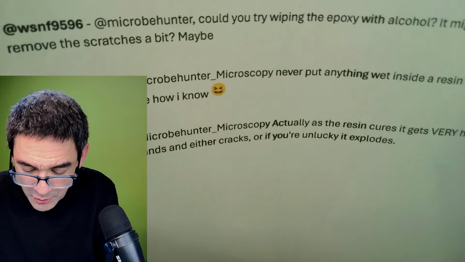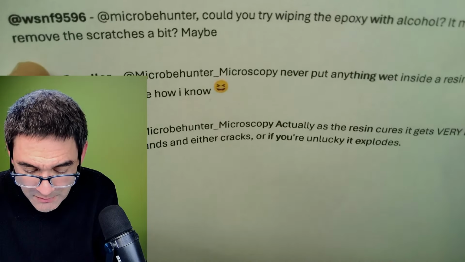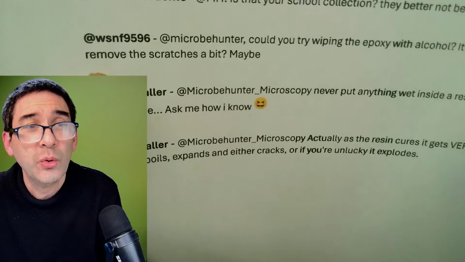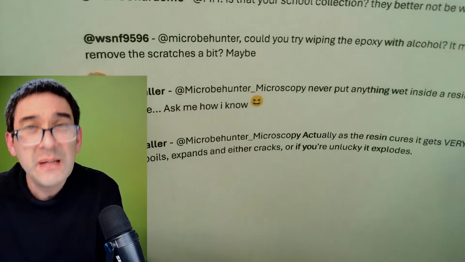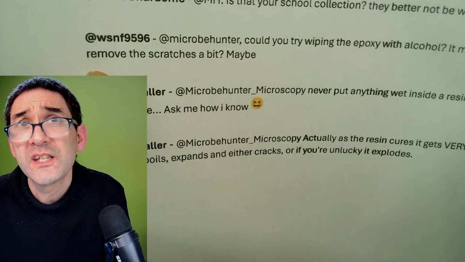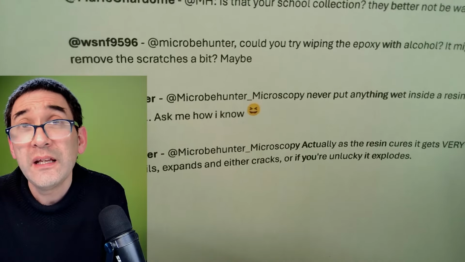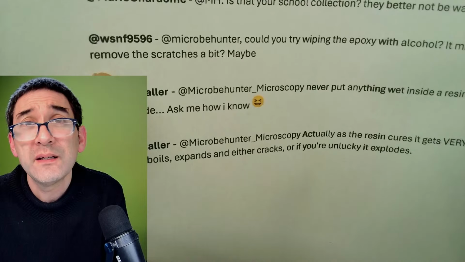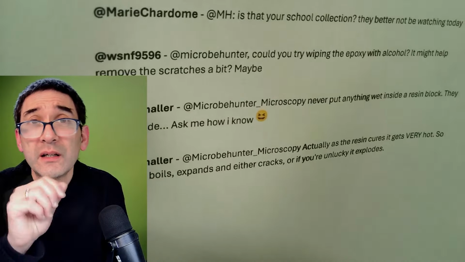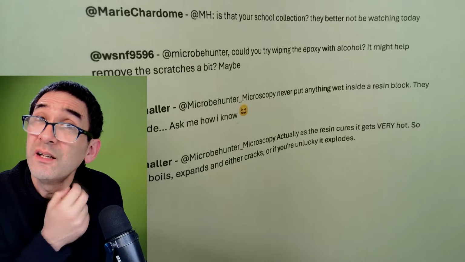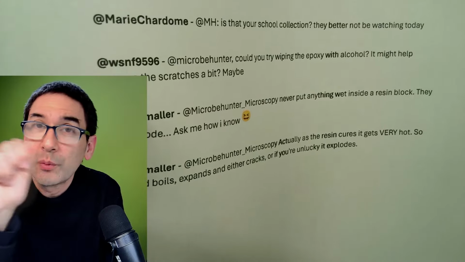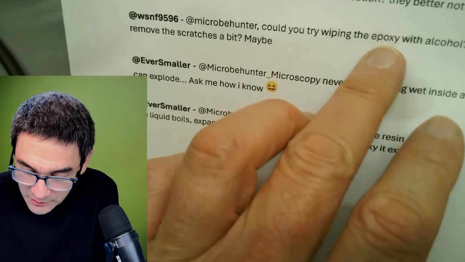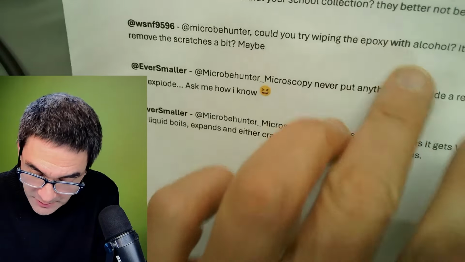Could you try wiping the epoxy with alcohol? It might help remove the scratches a bit. I didn't try it with alcohol now, but I don't think it might work, because the epoxy should not be soluble in alcohol. And if it were soluble, then I think it would make it cloudy. For example, acetone sometimes does that. If you have some clear plastic and you treat it with acetone, it turns white. So this might be a problem, but I'm going to try it out.